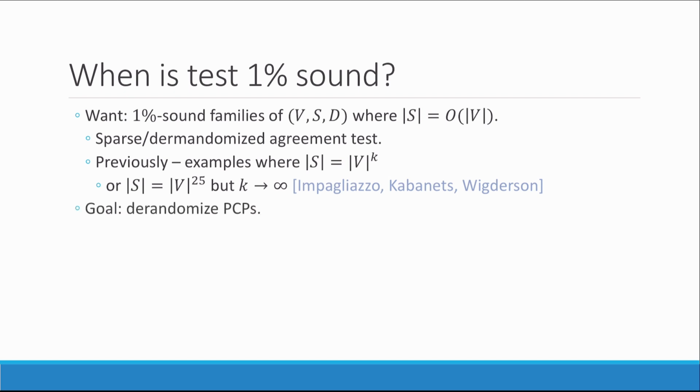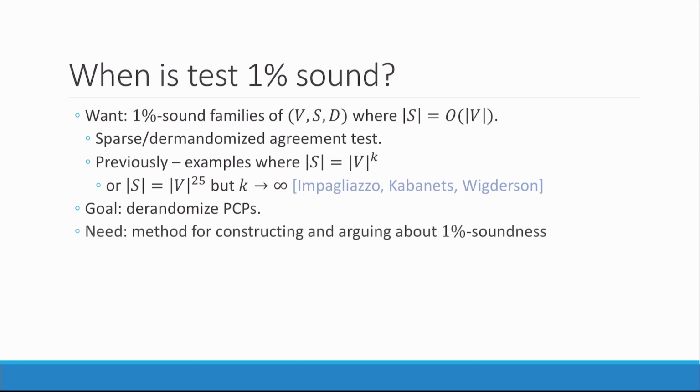The goal in all this area is not just purely for fun. We want to de-randomize PCPs and other property tests that use agreement tests as inner gadgets or as things in the analysis. We can imagine that if we use such an agreement test in a PCP, the fact that we have a small number of sets will allow us to write maybe a shorter PCP or use a more de-randomized verifier for it. However, to do something like this, we need a more abstract or a stronger method for actually constructing and arguing about 1% soundness of agreement tests.